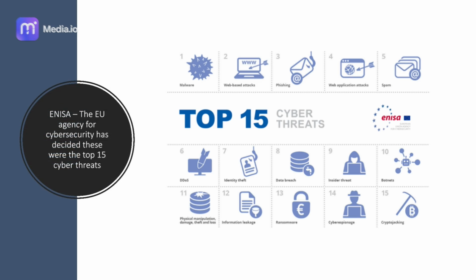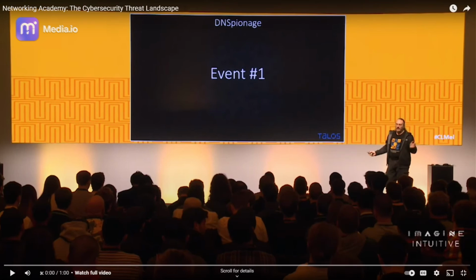Now, ENISA is the EU Agency for Cybersecurity, and they have decided that these were the top 15 cyber threats: malware, web-based attacks, phishing, web application attacks, spam, DDoS, identity theft, data breach, insider threat, botnets, physical manipulation damage, theft and loss, information leakage, ransomware, cyberspionage, and cryptojacking. This here is Cisco Senior Threat Researcher Earl Carter.